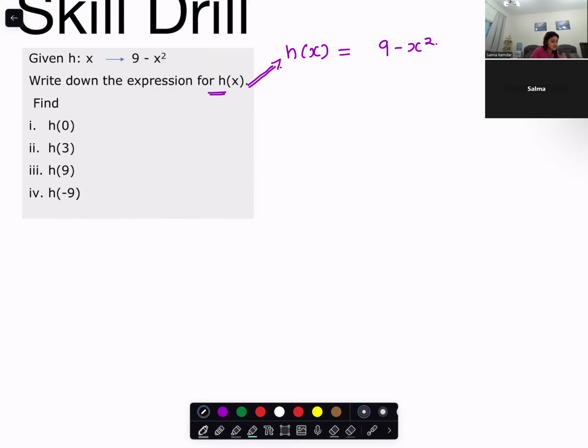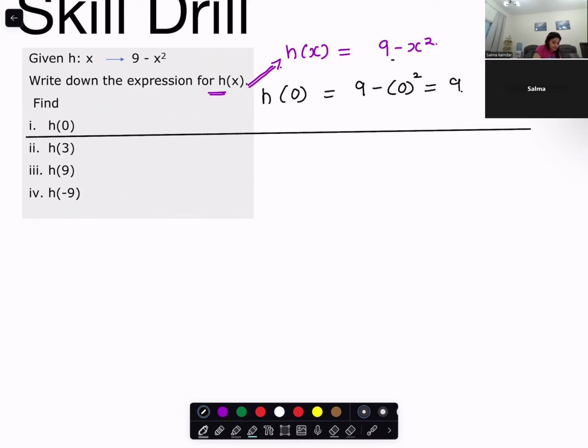You want to find h of 0. That means you want to find the value of the expression when your x is 0. So the very simple thing you have to do is replace your x with 0. So this will become h of 0 is equal to 9 minus 0 square, which is 9.